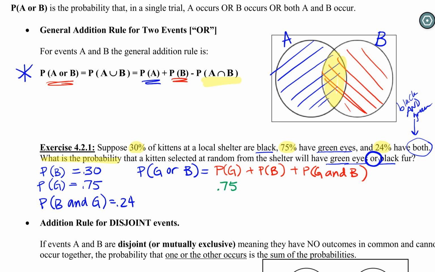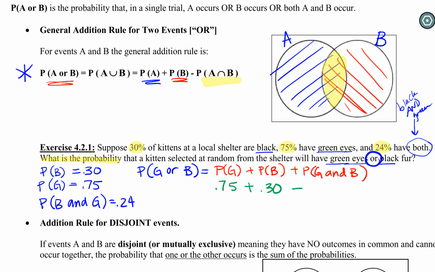So probability of green is 0.75. Do not do this. I've seen a lot of students over the years do this, where they only replace the G. This 75% is the probability of G. So there should be no probability symbols when you come down here. It should just be 0.75. Probability of B is 0.30.